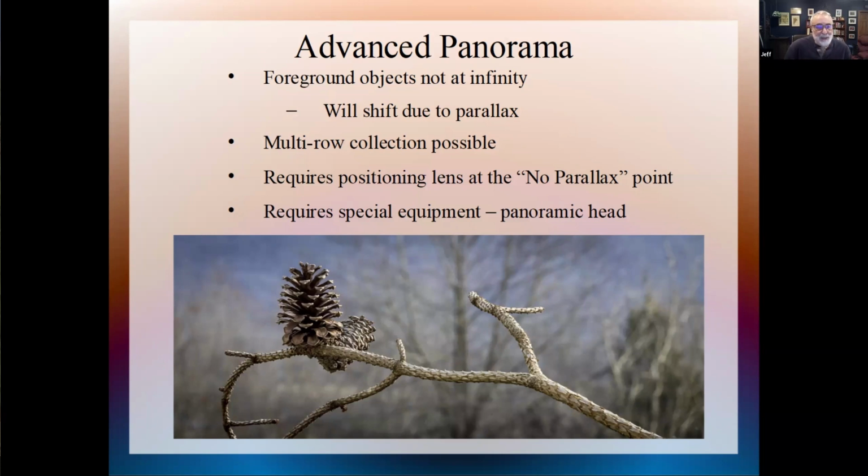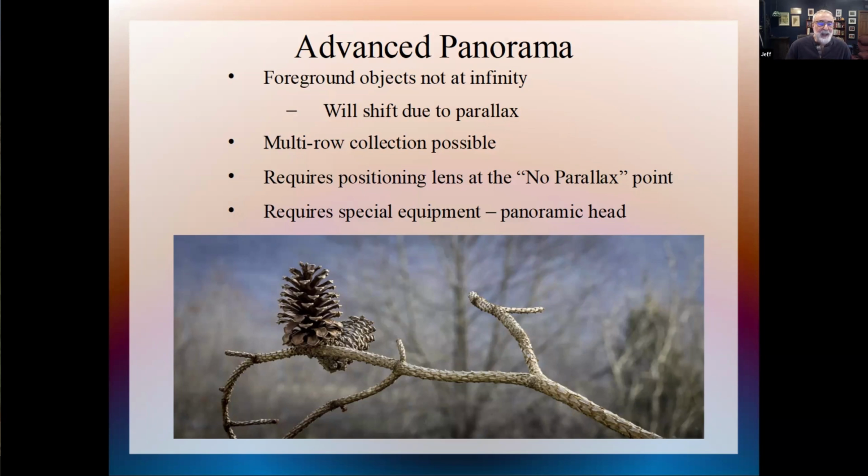Using the equipment I'm going to show you here in a minute, you can do these multiple row collections and still maintain a nice horizontal straight image. As I say, to do this requires positioning the lens at a point that's called the no parallax point. And all lenses obviously have it. Some people in the past have referred to that as the nodal point of the lens, and that's actually incorrect. It's not the nodal point of the lens.